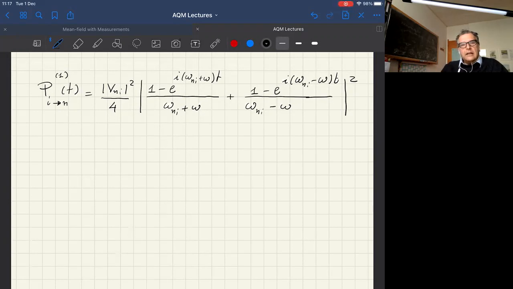So let's see the relative importance of these two terms. For simplicity, we just assume that omega n I is positive. This is just for discussion. It's not really important. If omega n I is negative, things change. Now, just look at these two terms. Terms A, sorry, I just call it differently.